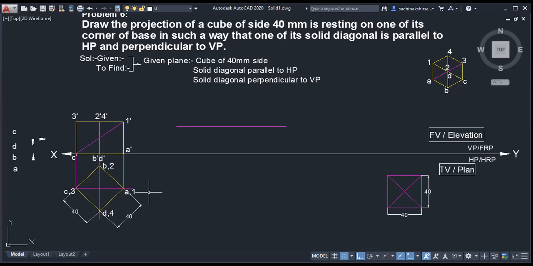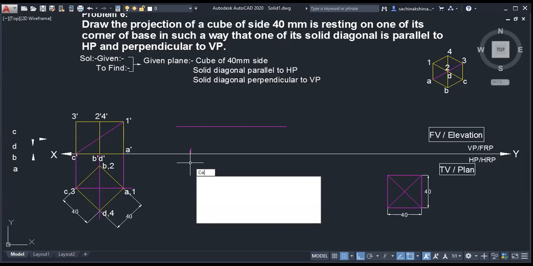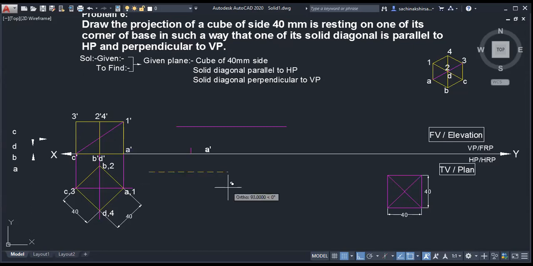Who will tell? A dash should remain. I will draw here. I will draw that corner here only. Means this point A dash should remain on XY. It should remain on XY here. But C dash 1 dash should become parallel. How it will be?